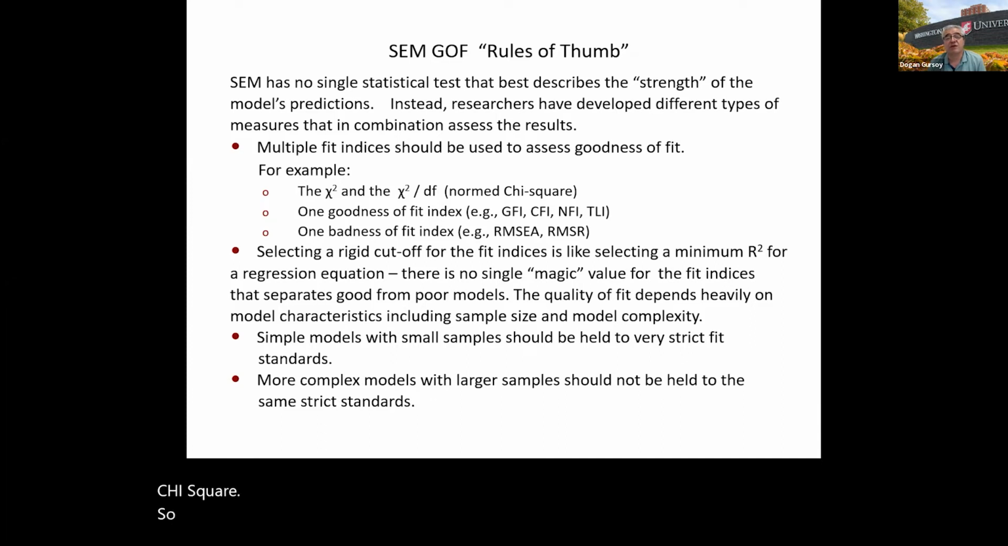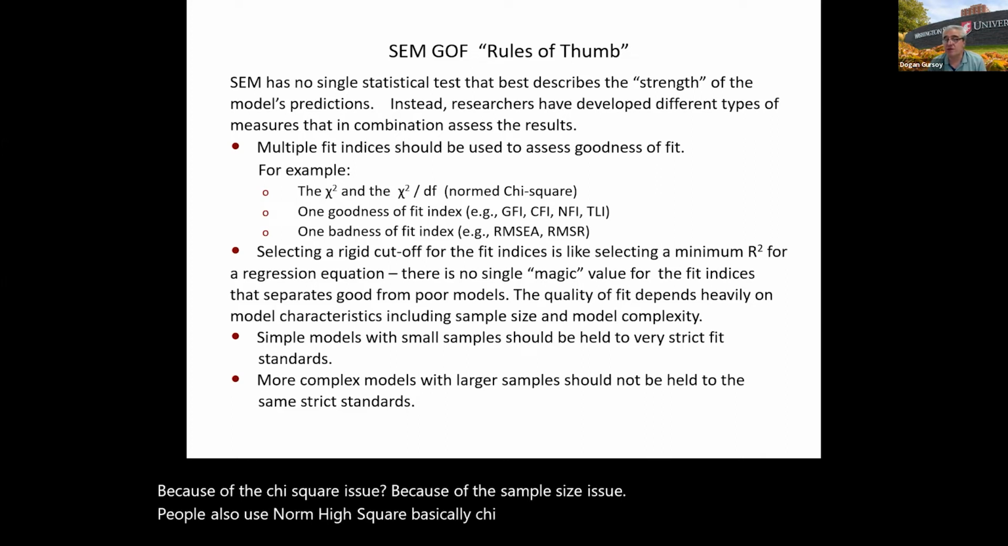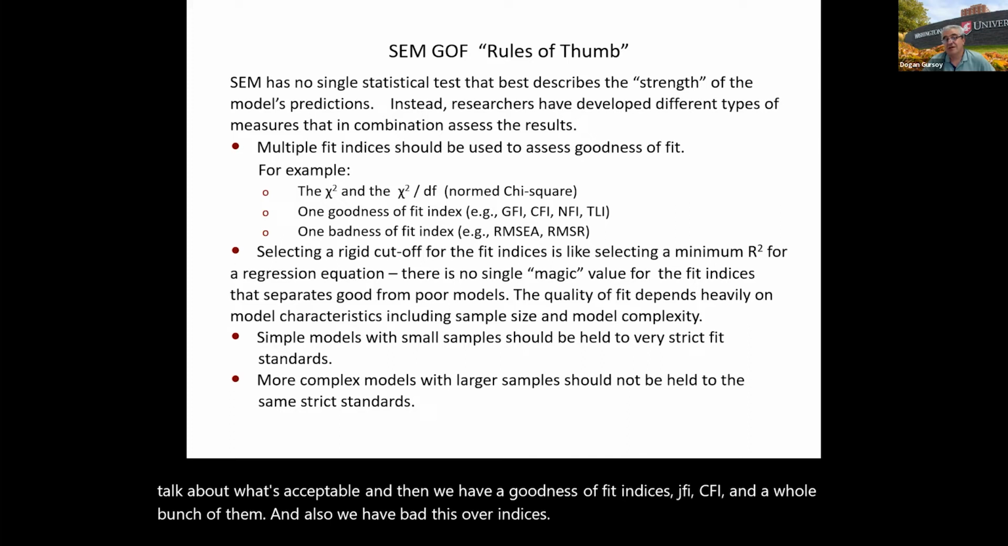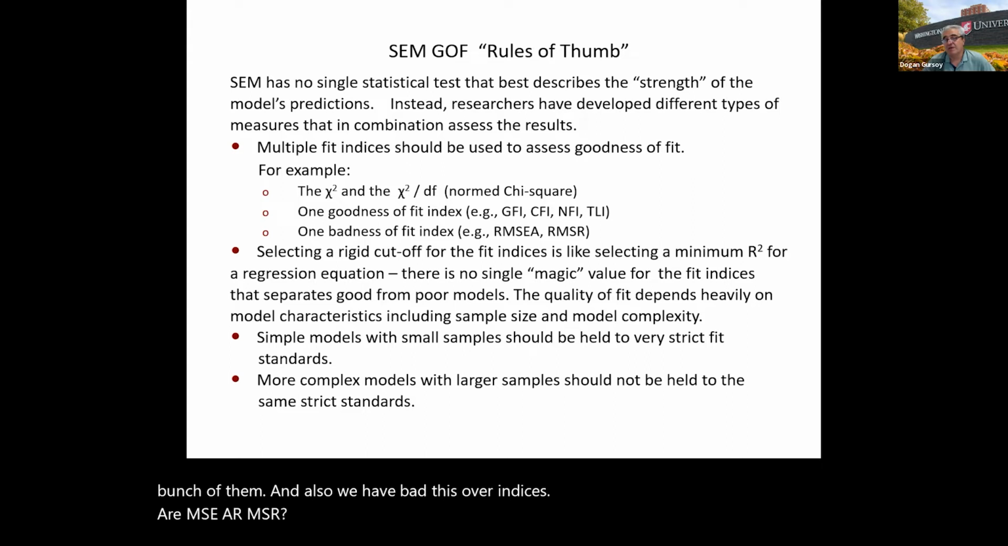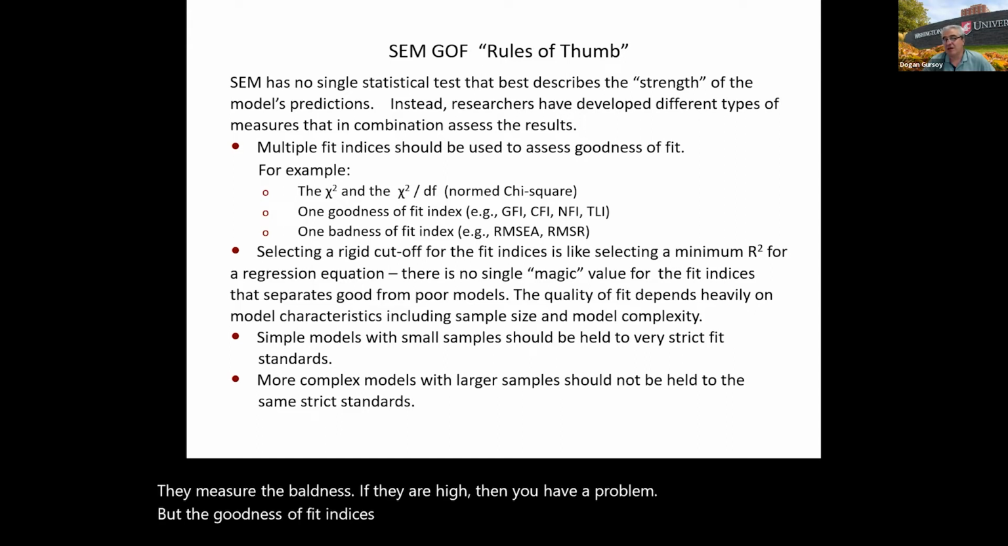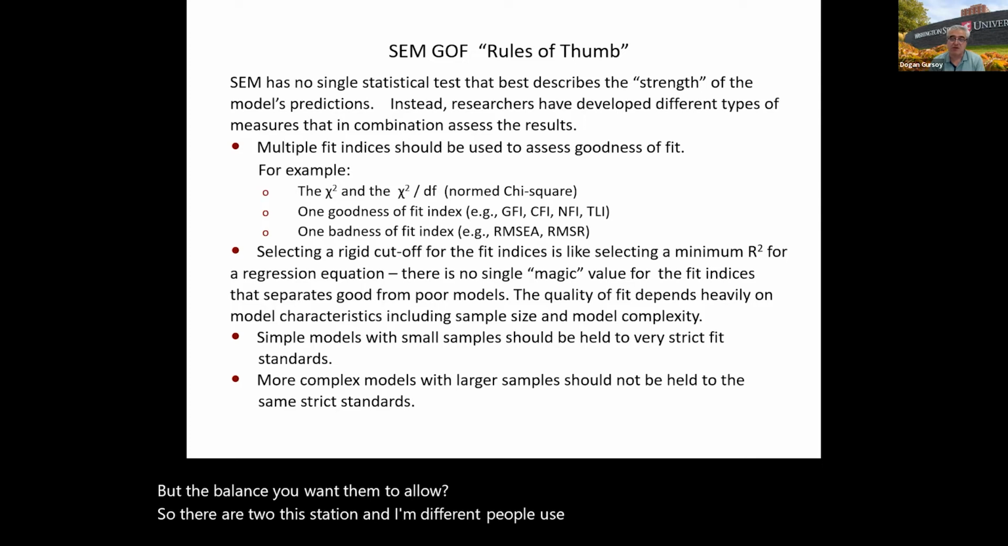Because of the chi-square issue, because of the sample size issue, people also use a normed chi-square, basically chi-square divided by degrees of freedom. We will talk about what's acceptable. And then we have goodness of fit indices, GFI, CFI, and there are a whole bunch of them. And also we have badness of fit indices, RMSEA, RMSR, they measure the badness. If they are high, then you have a problem. With the goodness of fit indices, you want them to be high. With the badness, you want them to be low. So there are two distinctions. And different people use different criteria. We will talk about those criteria.